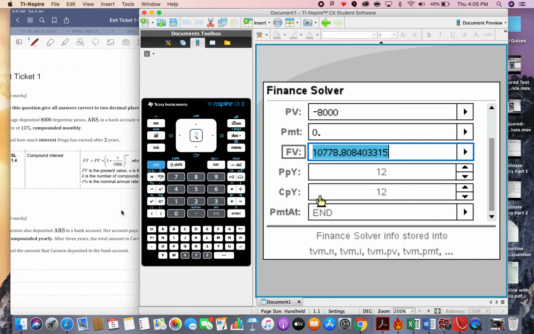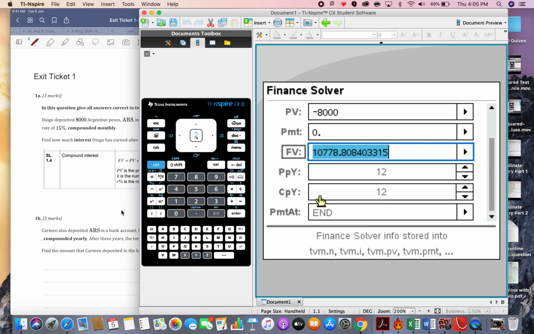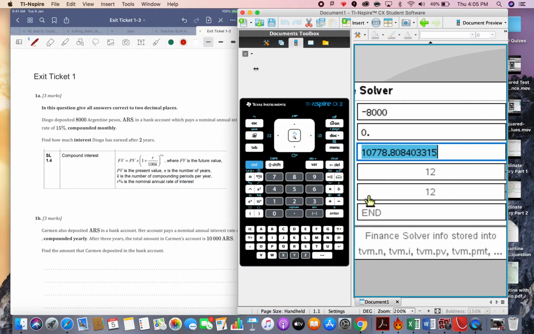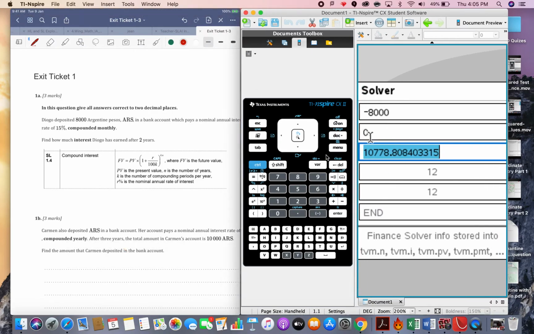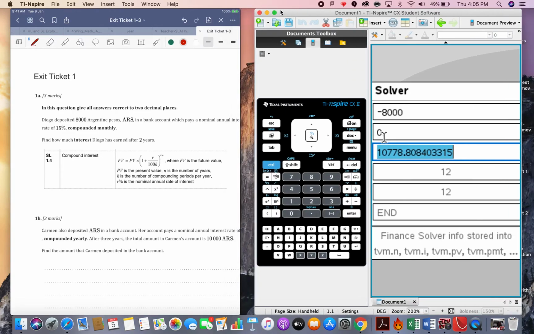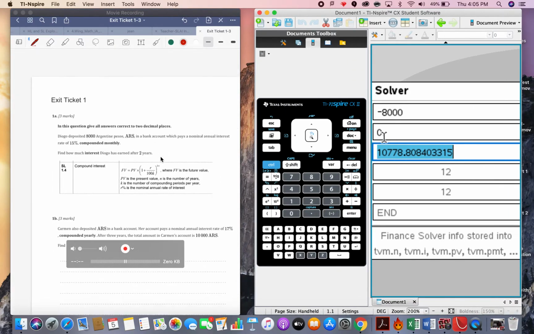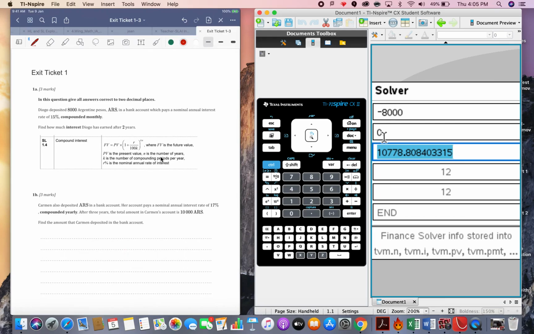Okay, so that's important that we actually answer the question. Okay, so for the second part here, we can do a similar thing. We can do the Finance Solver, or we could do the actual formula, and I'm going to do the Finance Solver here, and I'll let you do the formula if you would like to do that. So on the Finance Solver, let's have a little look. Okay, so here her account pays nominal interest of 17%.